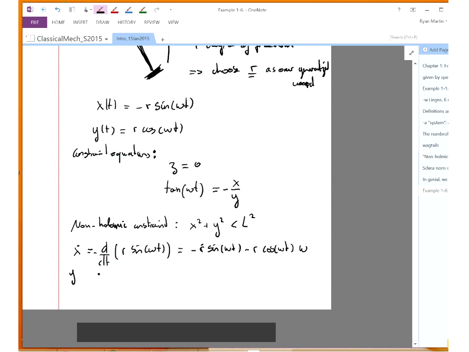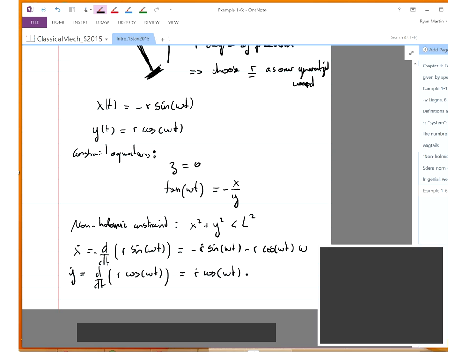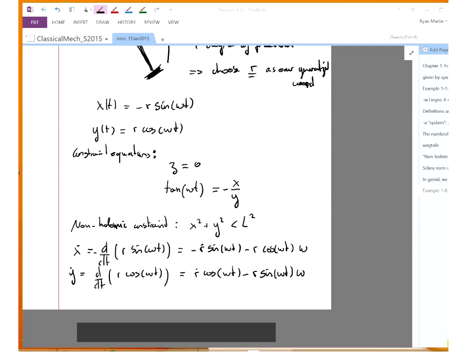Right? And then similarly, y dot is d by dt of r cos omega t. We're doing the product rule, so that's going to be r dot cos omega t, then r times the derivative of cos, which is minus sine, so it's minus r sine omega t omega.